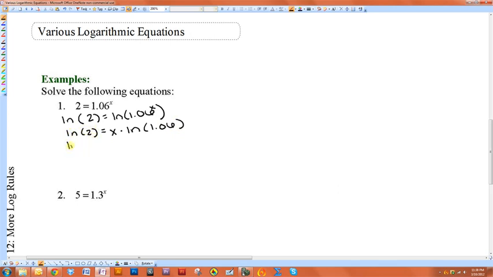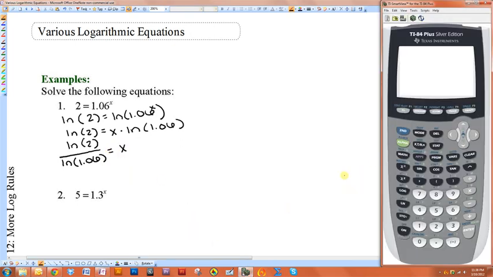So that means that the natural log of 2 divided by the natural log of 1.06 is equal to x. Now if you wanted to find out what that equaled approximately, it's 11.9.